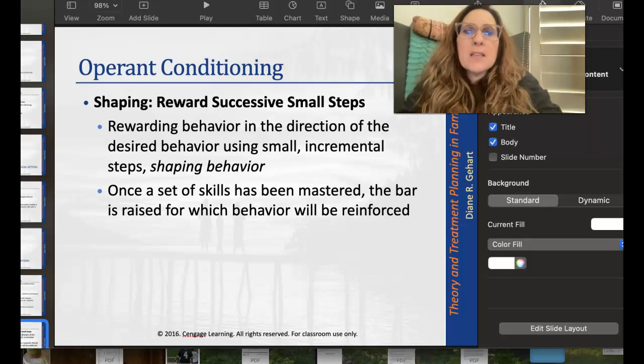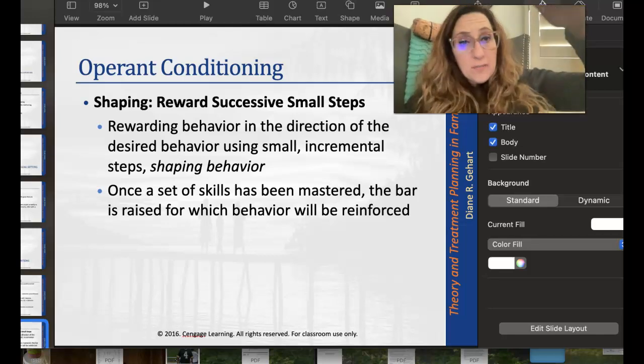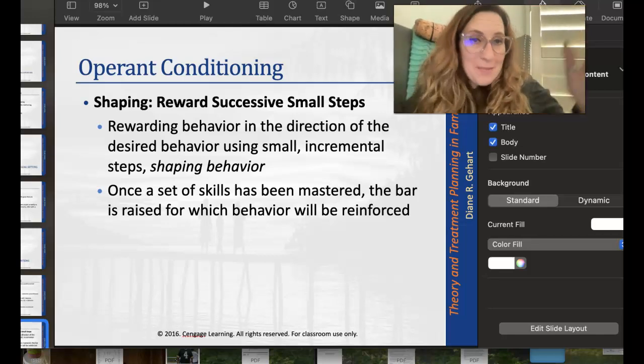Shaping: reward successive small steps, rewarding behavior in the direction of the desired behavior using small incremental steps. For example, you're trying to get your kid to do something, you want to reward the behavior. We don't want to start off at the $1 million toy, right? We want to start small.